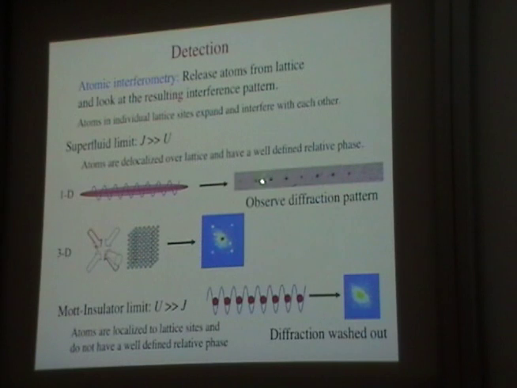And you can see this in this example for one dimension, but you can also look at it in higher dimensions, where you see these diffraction peaks in the various directions corresponding to the inverse wave vectors of this lattice structure.